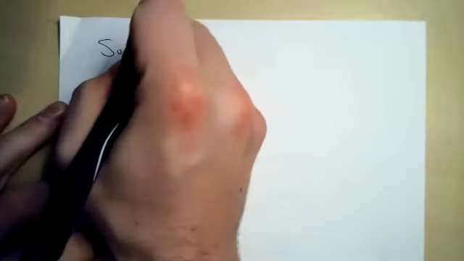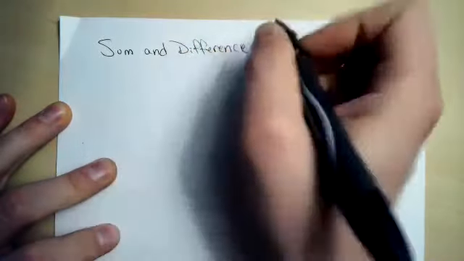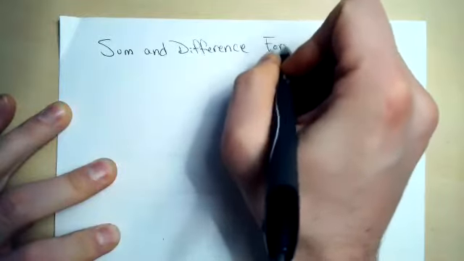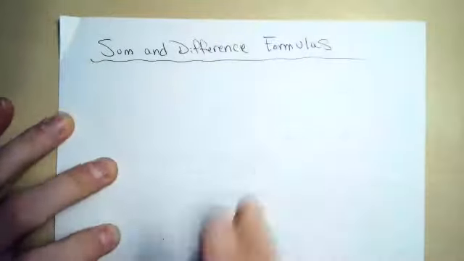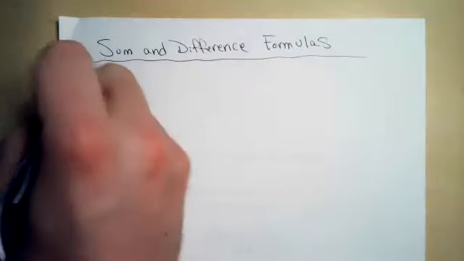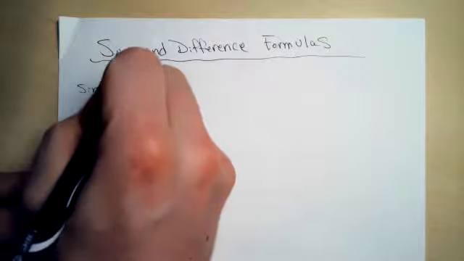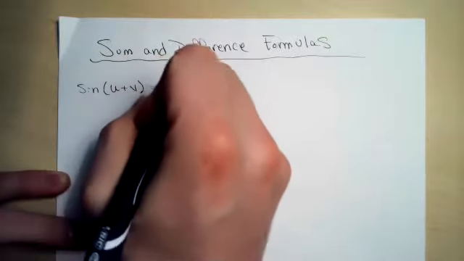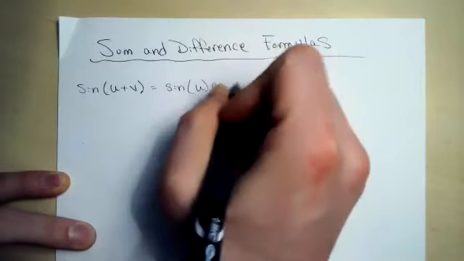So today we're going to talk about the sum and difference formulas for trig. So let's go ahead and write out the formulas. We will have sine of u plus v is sine of u cosine v.